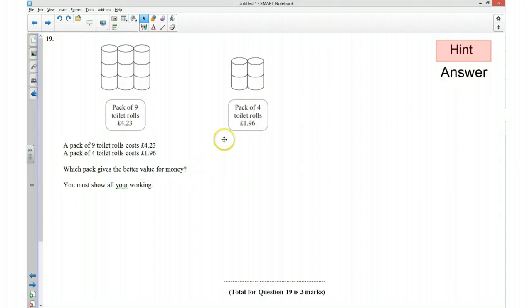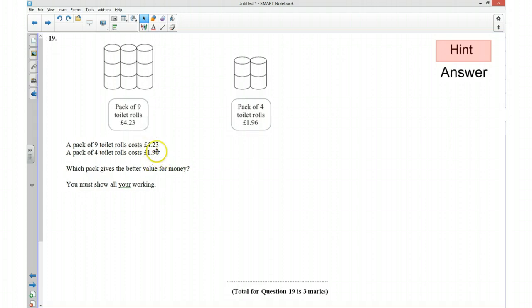Now my hint here, I guess, is that it's difficult to compare 9 with 4 at the moment. So what we might want to do is work out what a single toilet roll would cost if I bought a pack of 9, and how much a single toilet roll would cost if I bought a pack of 4. I could then compare those together and decide which gives me the better value for money. Okay, so that's my hint.